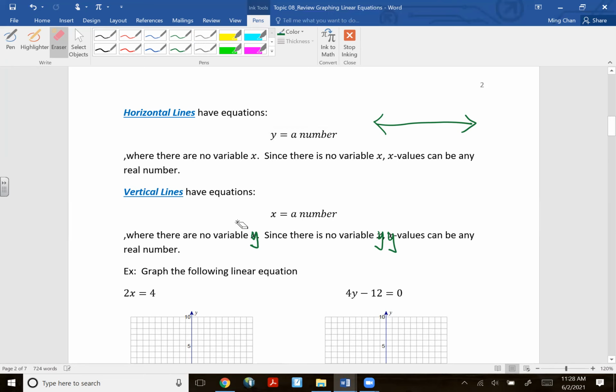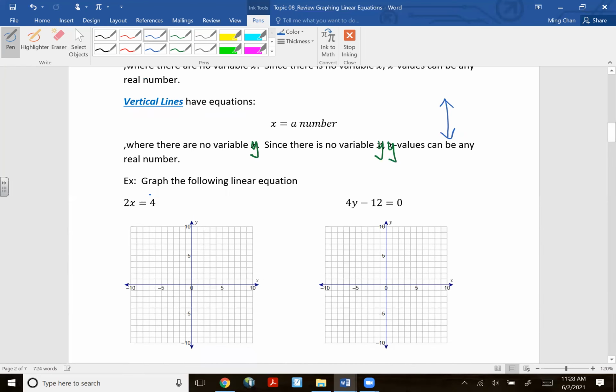All right. Vertical line has no variable y. So if there's no variable y, all the y values can be whatever you want. But the x values are locked in, whatever this number is going to become. So when you actually plot, then you're going to notice the 2 points you plot are going to be up and down of one another. And that's how we actually can draw a vertical line.